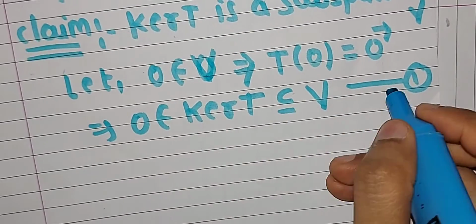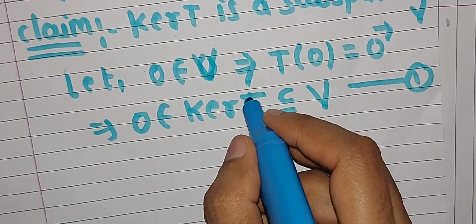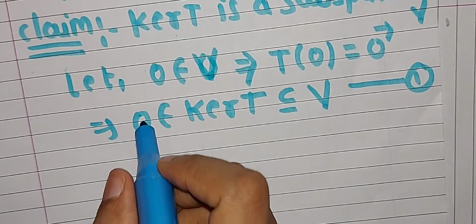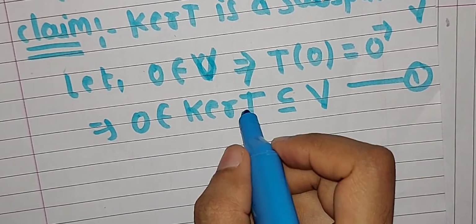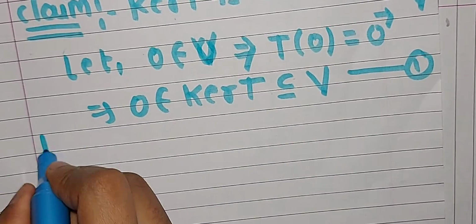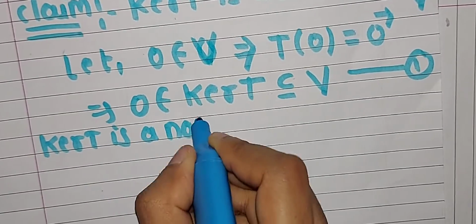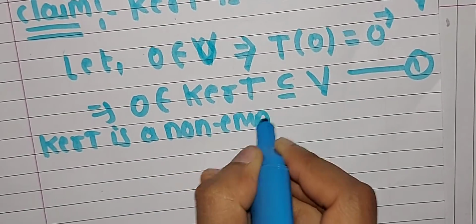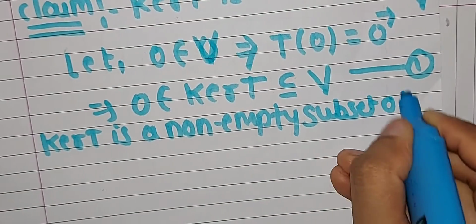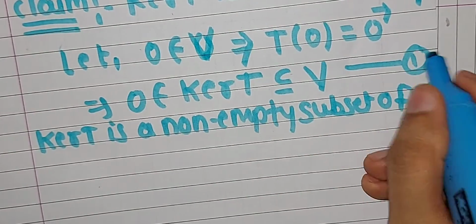So equation 1 says that one element belongs to the kernel of T, that is, kernel T is a non-empty set because at least one element, the identity element, belongs to my kernel T, and it is a subset of V. Hence we have obtained that kernel T is a non-empty subset of my set V. So this is my first condition, we denote it like this.